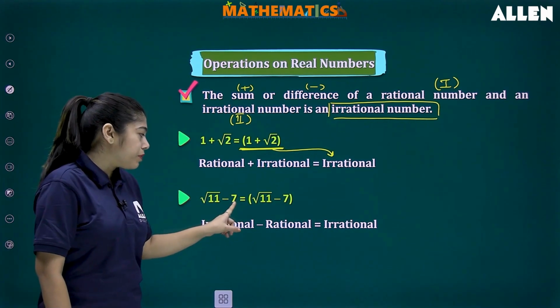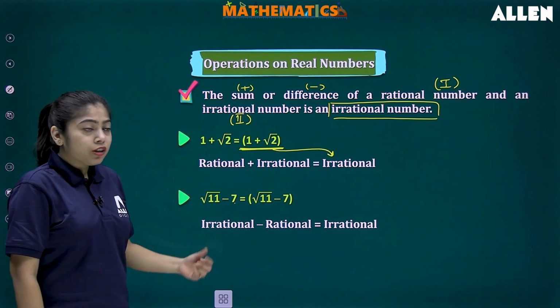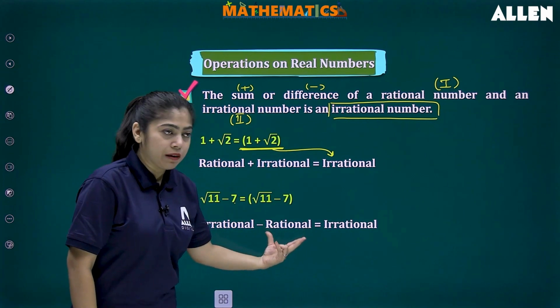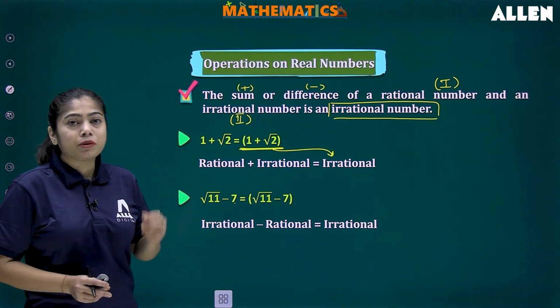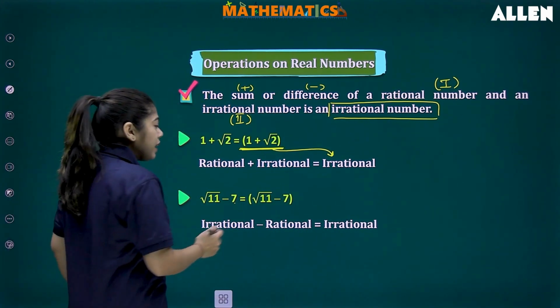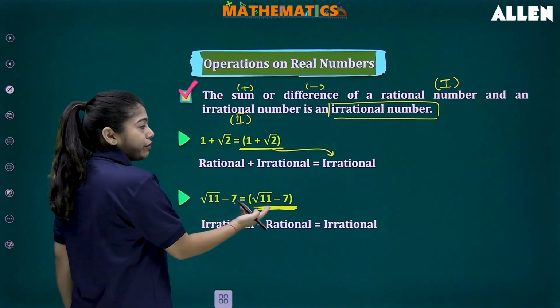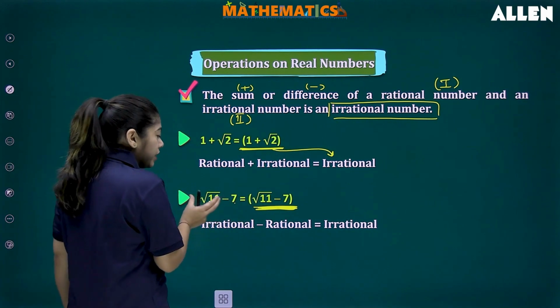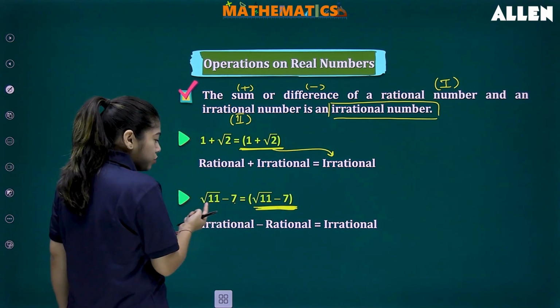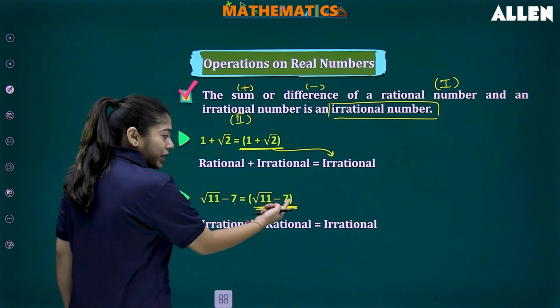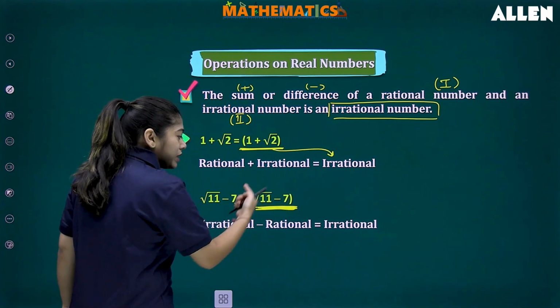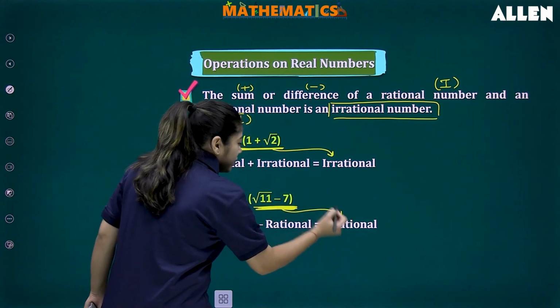From it, we have subtracted one rational number, 7. So when irrational minus rational happens, then the final answer will be of what kind of number? The final answer will be root 11 minus 7. You can see we cannot solve it further. We cannot simplify it further. It will remain as it is. Root 11 minus 7, right? So what kind of number is this? This number is actually an irrational number.